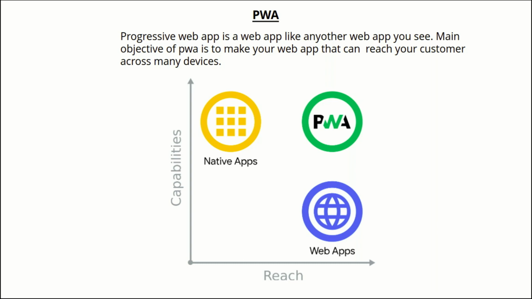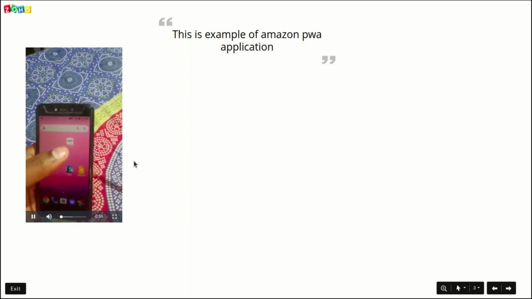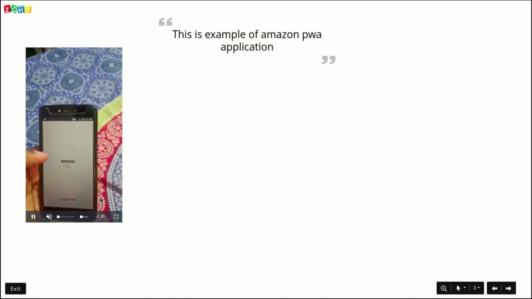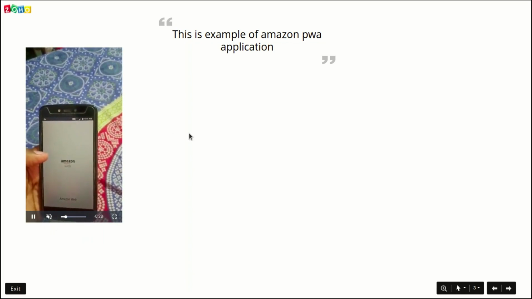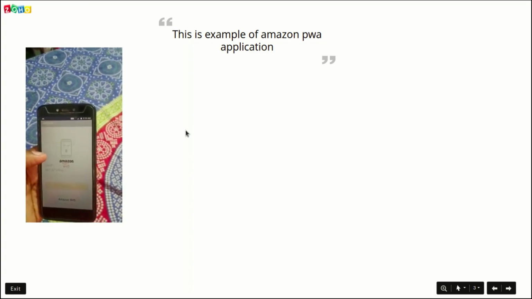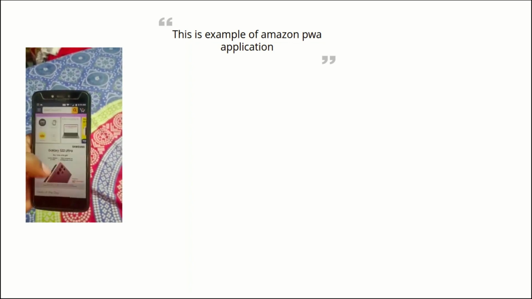Let me show you the demo. So this is my mobile and I am using the Amazon PWA app here. Oh no, sorry, let me turn off the sound. So this is the PWA app of the Amazon website, Amazon shopping, you know. This is an example of a PWA app.